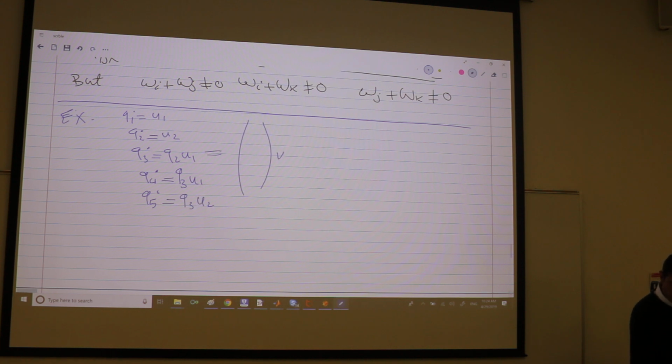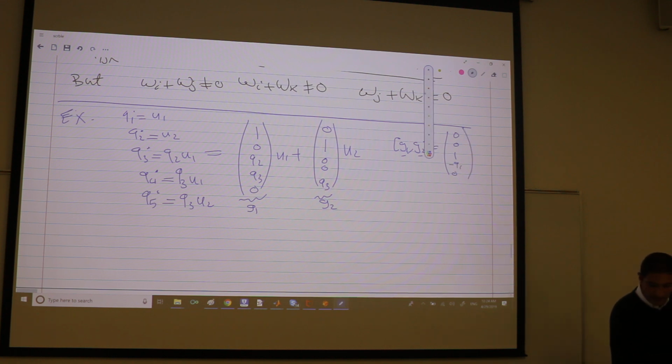So in our language, this is something times U1, something times U2. Here is 1, 0, Q2, Q3, and 0, 0, 1, 0, 0, Q3, right? So this is G1, G2, and the Lie bracket between G1 and G2 is, I guess, 0, 0, 1, and negative Q1 and 0. So you can see here I can achieve motion directly along Q1 and Q2. Along Q3, it needs a Lie bracket, first order Lie bracket between G1 and G2.